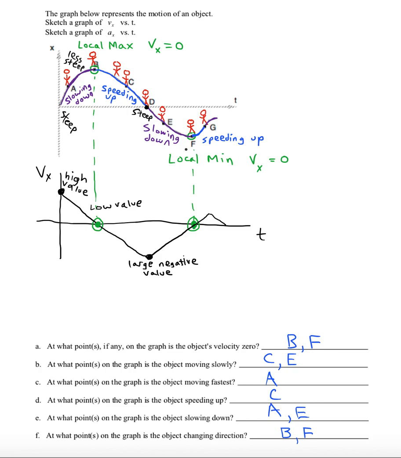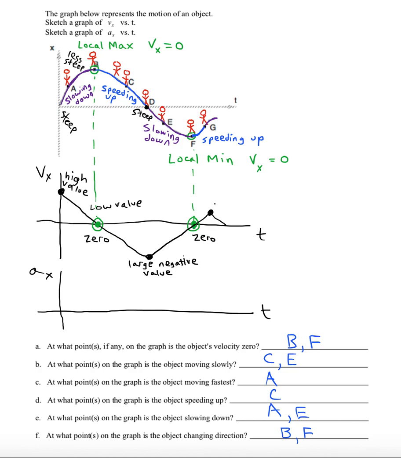Here we have a local min, so we want our velocity to be 0 there, and it should be 0 here. Here we're at a pretty steep point at G, so we want a decently large value there. And there we go. That's a good velocity versus time sketch. It doesn't have to be perfect. It's just a guess. It's just freehand.